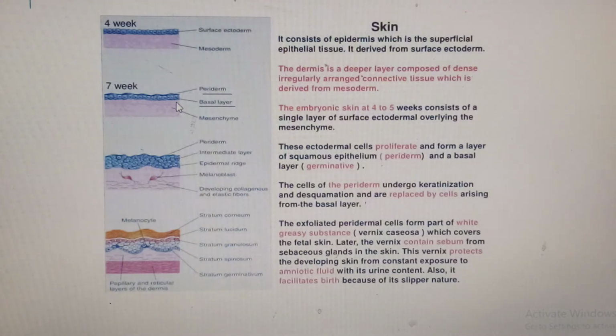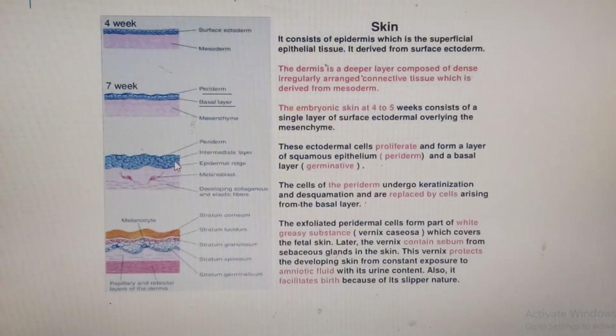Now, what do we see? The periderm will undergo keratinization and desquamation. When that happens, the cells are replaced by the mitotic activity taking place within the basal layer. So the cells of the periderm undergo keratinization and desquamation, move apically, and are replaced by the mitotic activity in the basal layer.